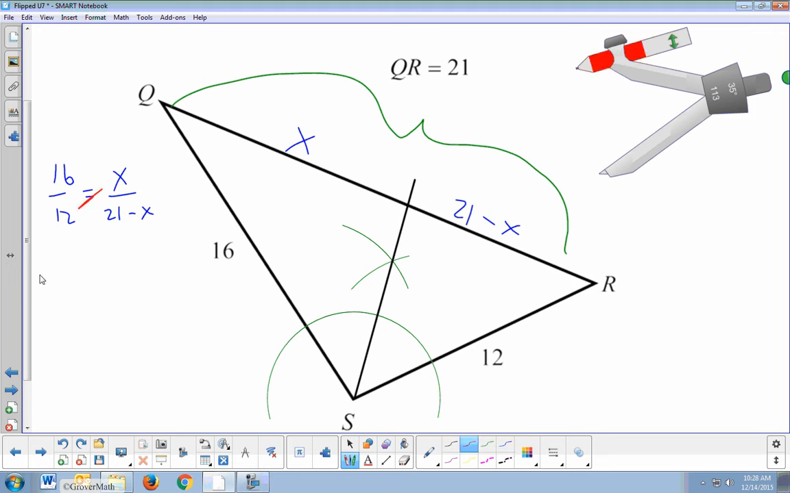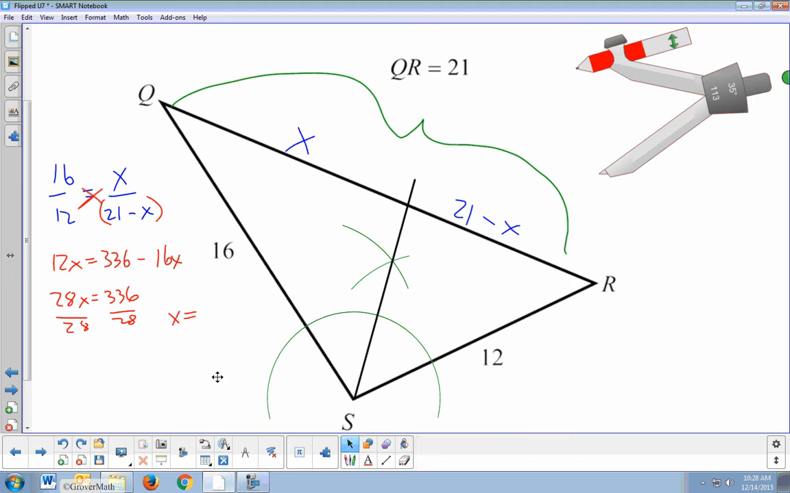So I'll cross multiply here, I'll get 12x. Cross multiply here, I'm going to have to distribute a little bit. I don't have my calculator up here, I have one on the side. But 16 times 21 is 336 minus 16x. Don't forget to distribute when you're multiplying by a polynomial. Okay, and so I could add 16x and get 28x equals 336. Divide by 28, divide by 28, and I get x equals 336 divided by 28, which is 12.